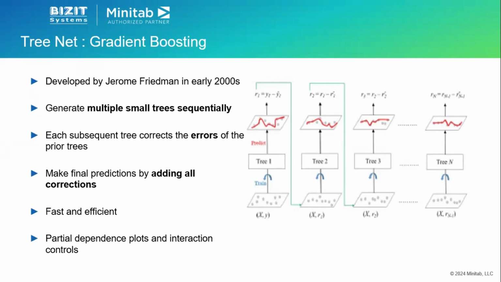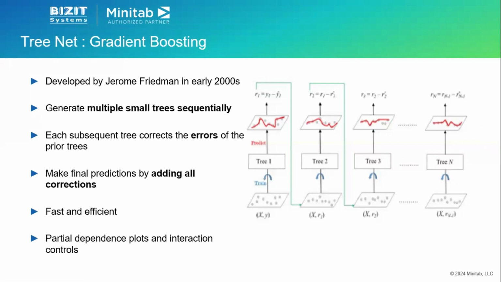Okay, but the TreeNet is also multiple trees. Okay, they will generate multiple trees, but with the smallest tree sequentially. This means that they build the tree from the residual. After building the tree from the residual, they build another tree from the residual, fit the residual, and so on. So each subsequent tree corrects the error of the prior tree, and then the final tree, by adding all the corrections here, they will get the tree.